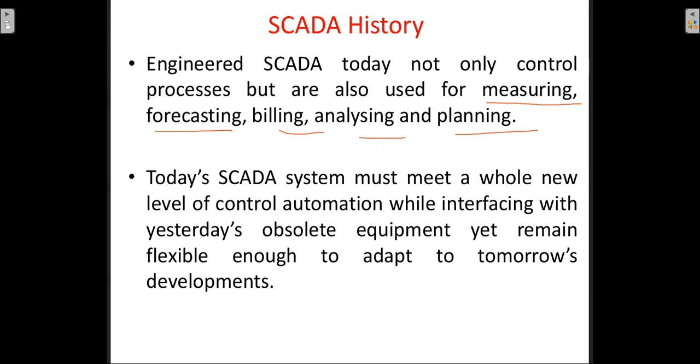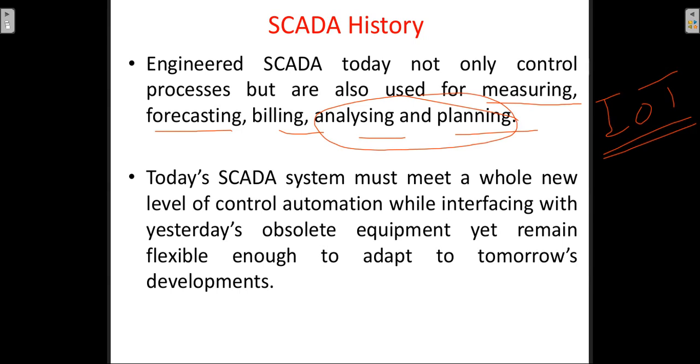So now it is not only left for the purpose of controlling, but apart from that, the different ancillary services like measurement, forecasting, billing. Forecasting means now the ANN techniques, the artificial neural network techniques, or even some other kind of techniques. I am speaking typically from the point of view of the electrical scenario. So it could be billing, it could be analyzing, it could be planning. When we talk about analyzing and planning, definitely our IoT based systems will come into the picture. We have already seen that.